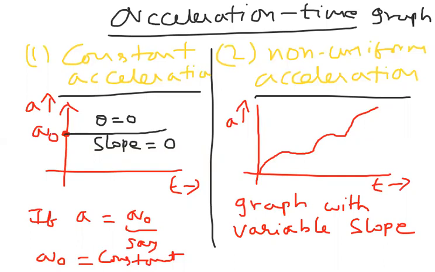Then we call it non-uniform acceleration. Here we are taking the situation as a equals 0 at t equals 0, because we plotted the graph from the origin. Acceleration is 0 at t equals 0, and every time the acceleration value changes from 0 to 1, 2, 3 like that. It is not a fixed value, it is changing. So we take it as a variable slope and plot the graph in this way. This is the graph for non-uniform acceleration, and the constant acceleration graph for acceleration time graphs.